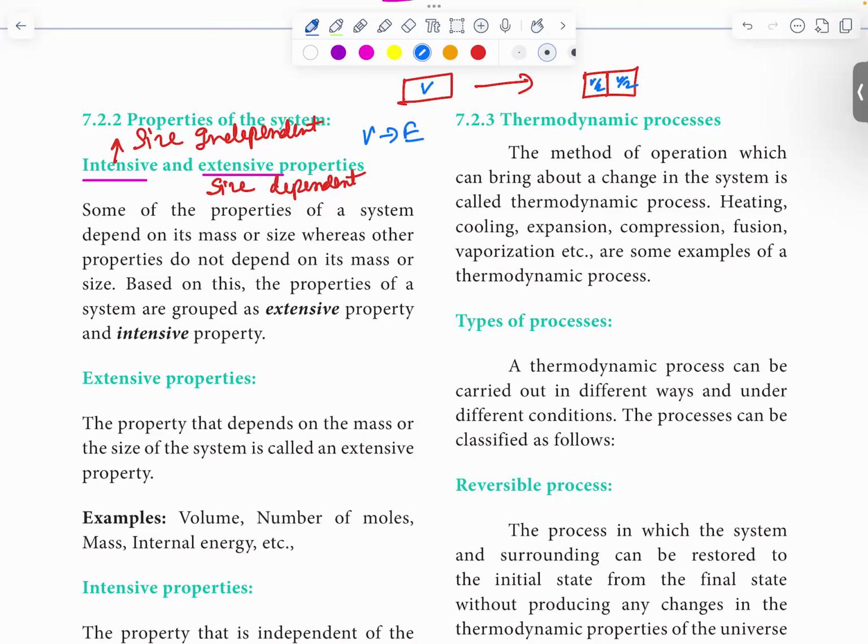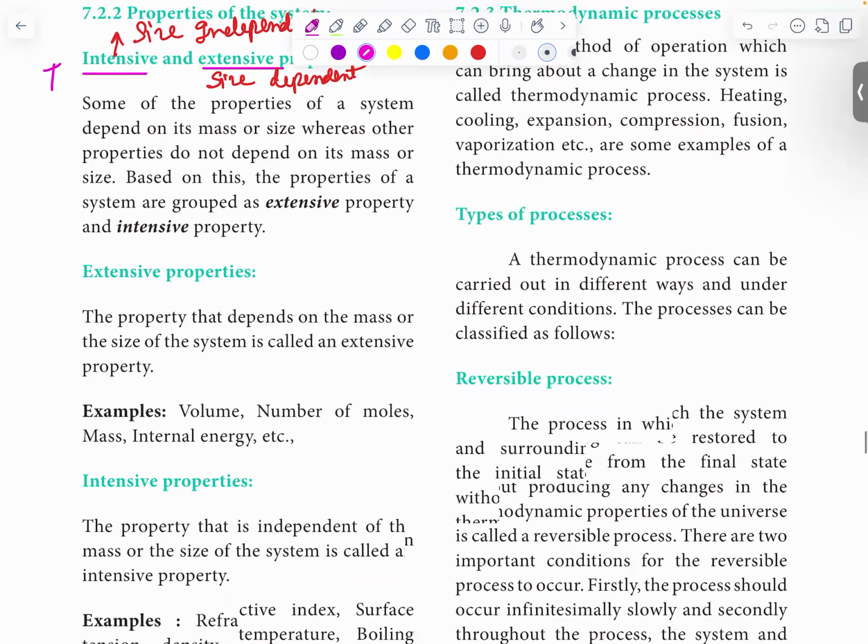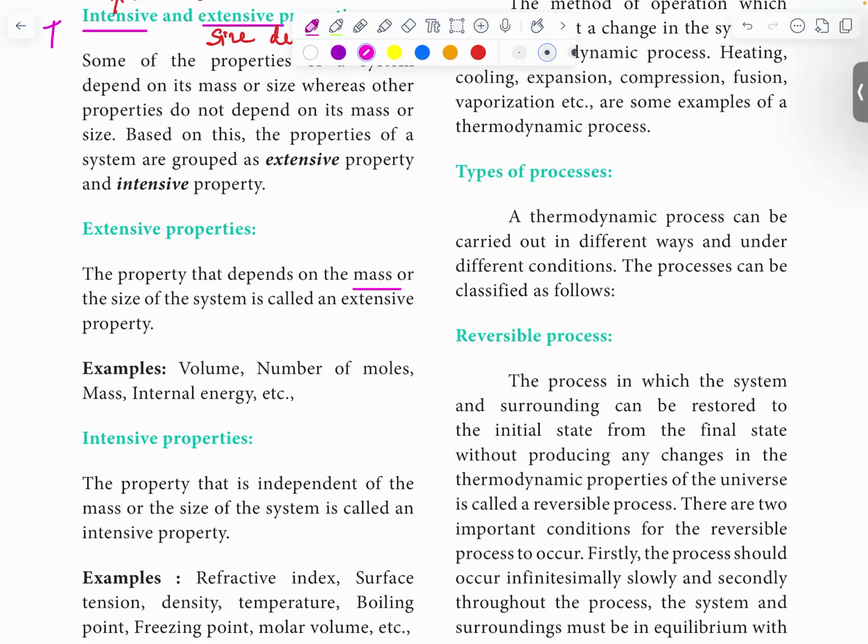But what about the temperature? The temperature first is T, but after partition, the temperature is going to be T and T. So we can say that temperature is an intensive property, as on division of the system, the temperature does not change at all. So this is about mass or size. Here it is also mentioned that a property that depends on mass and size is called an extensive property.